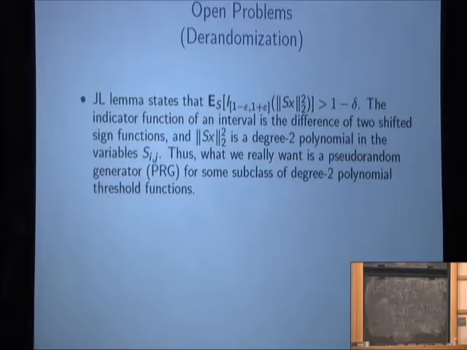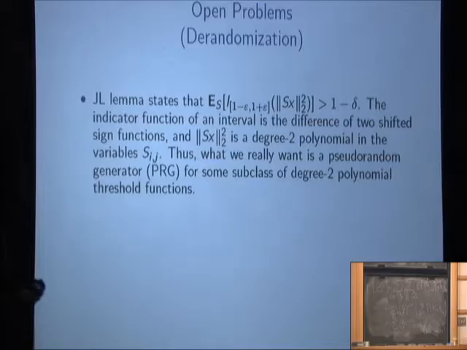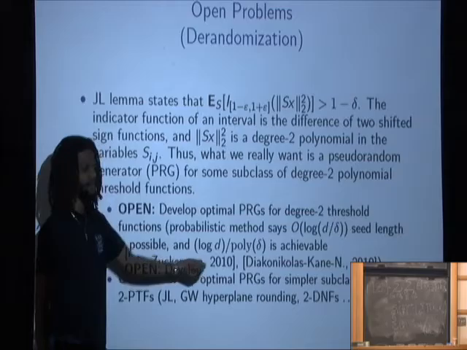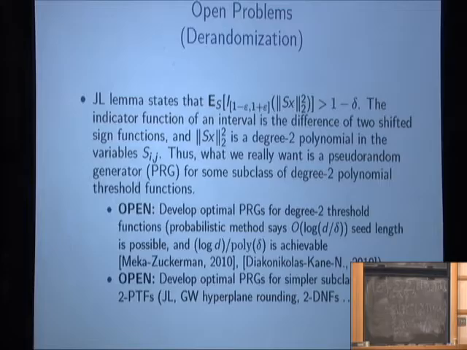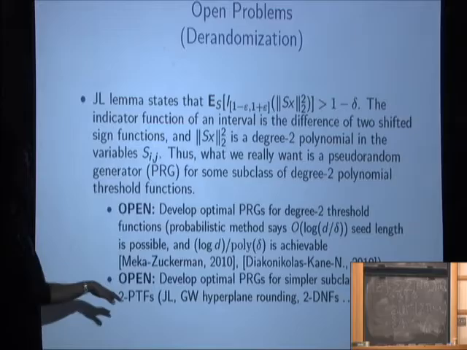The Johnson-Lindenstrauss lemma actually states that the expectation of the indicator function of some quadratic form is large, right? So this can be viewed as a degree 2 polynomial where the random variables are the entries of your matrix S. So what we really want is a pseudorandom generator for some subclass of degree 2 polynomial threshold functions. There's some work on fooling degree 2 threshold functions, which unfortunately really sucks when you try to apply it to the JL lemma, because the seed length you need is polynomial in delta, whereas even k-wise independence gives you something better than that. So an open problem is to develop optimal PRGs for them. And optimal PRGs for them also have applications to derandomizing other things. So maybe a simpler open problem is to attack those simpler things first.